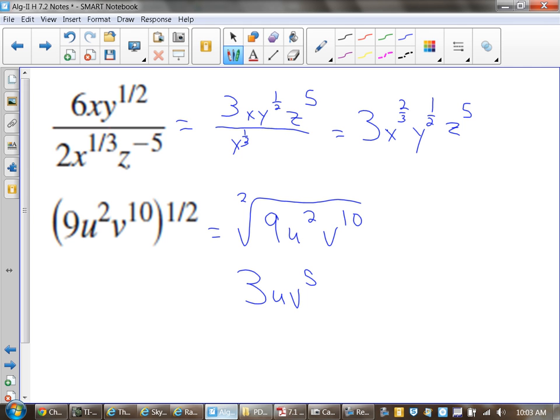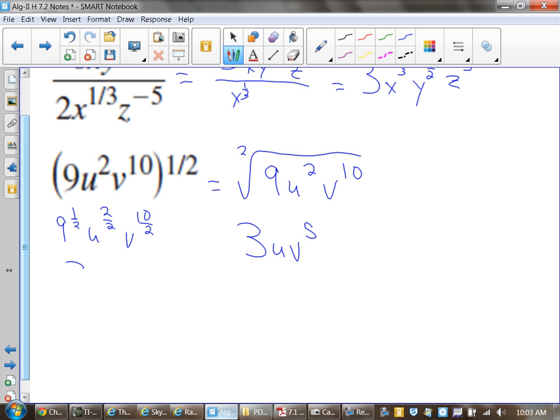The suggestion that I was going to show you guys is that you could distribute that 1/2 power by using your power rules, and you get 9 to the 1/2, u to the 2/2, and v to the 10/2, just by using the properties of exponents, which simplifies out to be the same exact thing. It works either way. If you want to use the properties of the exponent rules by writing those things out, go for it. If you want to break it down into the nth root style, by all means, it's no problem.